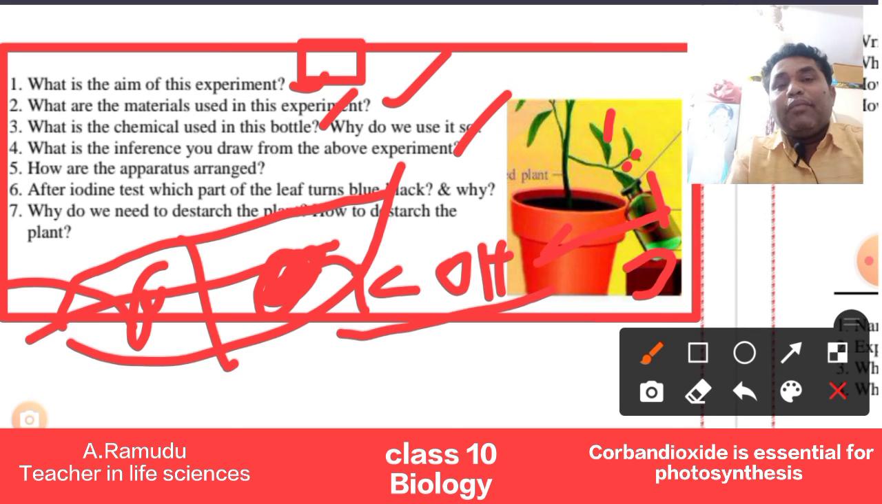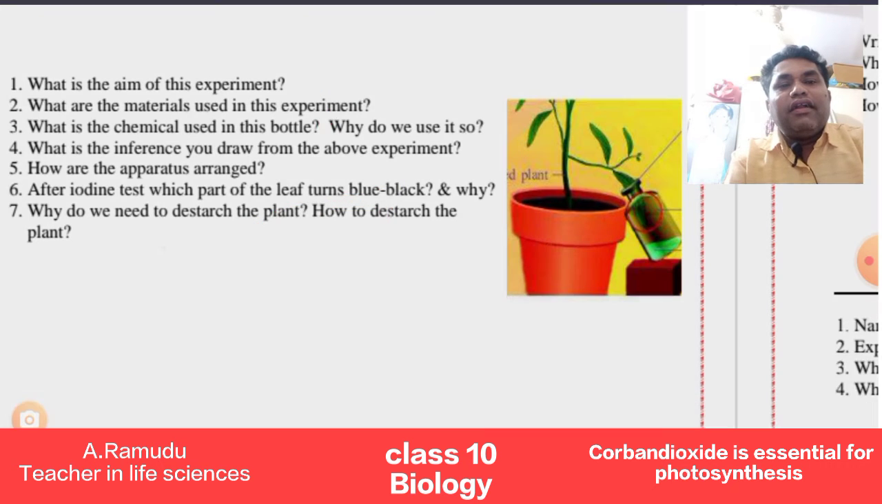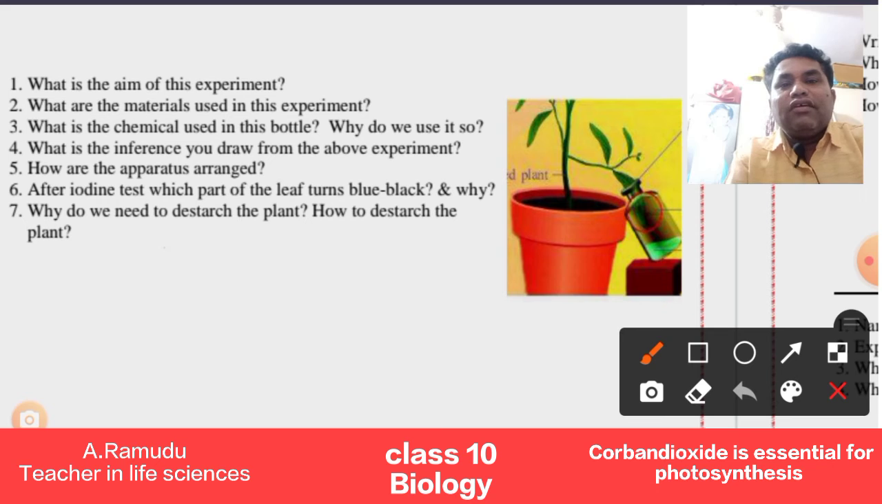Because we are keeping half of the leaf inside the bottle, this experiment is also called the half leaf experiment, or Moll's half leaf experiment. You have to keep this in your mind. And next, here you can see how the apparatus is arranged. Take a healthy potted plant which has long and narrow leaves, bring a bottle near the leaf, and insert half of the leaf inside the bottle.